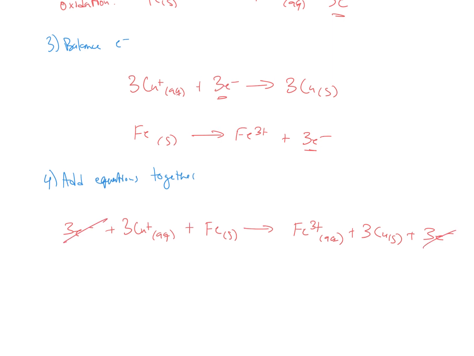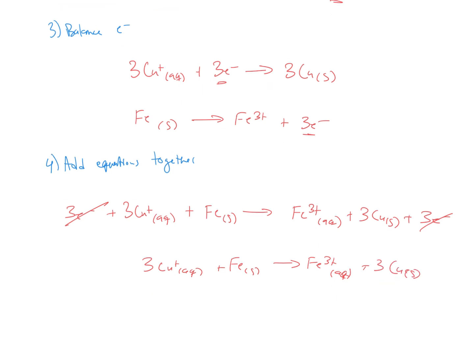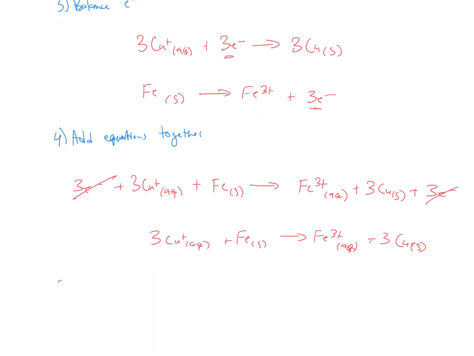And so now we can write, of course, 3 Cu+ plus Fe solid makes Fe3+ plus 3 Cu solid. Now, if you do this and your number of electrons don't cancel out, then you need to go back and multiply your half reactions to make sure the electrons are equal on both sides. Now, step 5 is to check total charge.